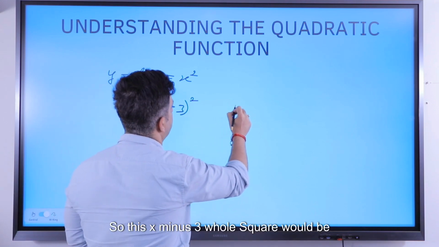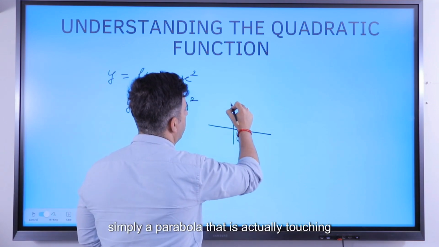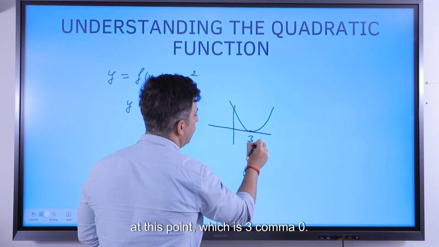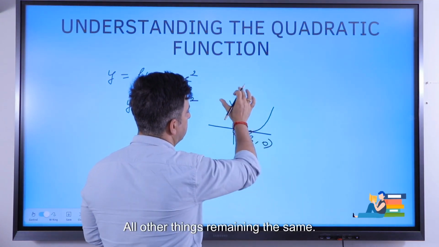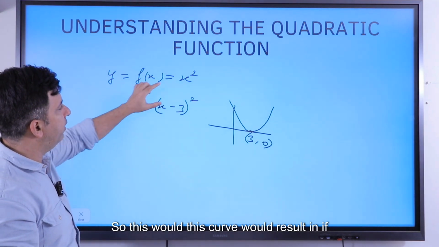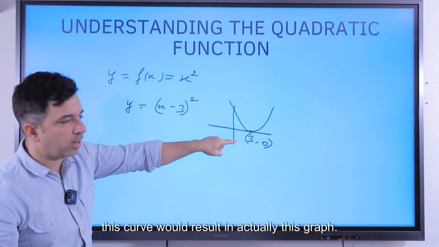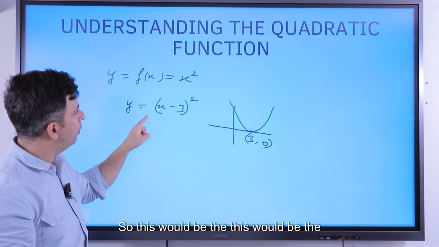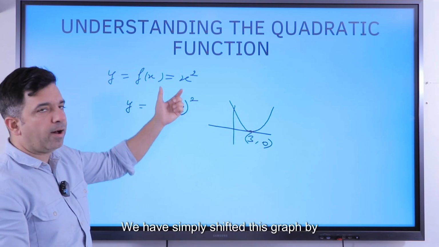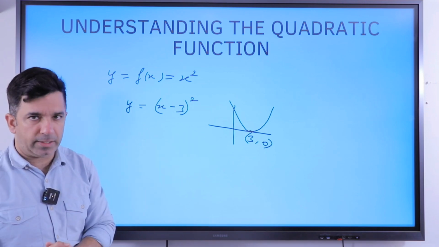So (x − 3)² would be simply a parabola that is touching at the point (3, 0), all other things remaining the same. This curve would result in this graph. So this would be the graph of this function when drawn. What we have done is simply shifted this graph by distance 3 to the right.